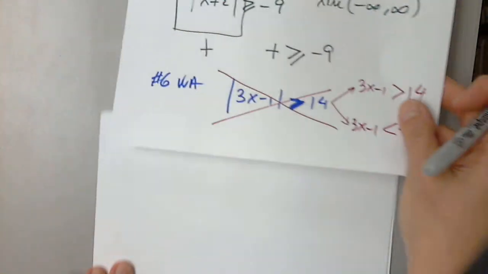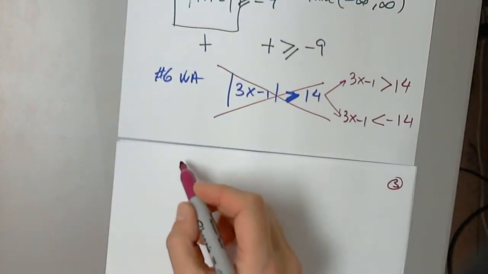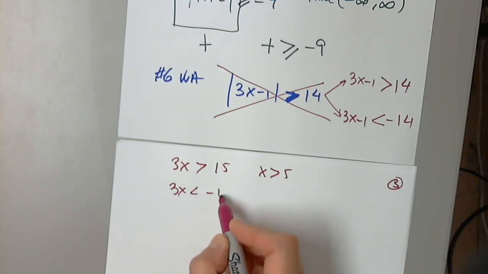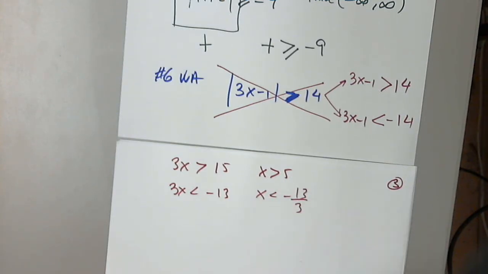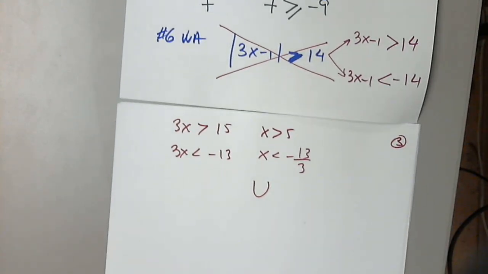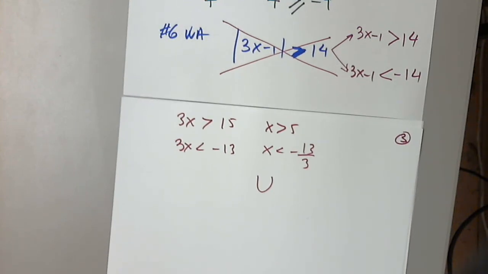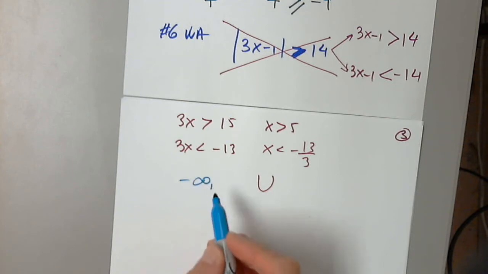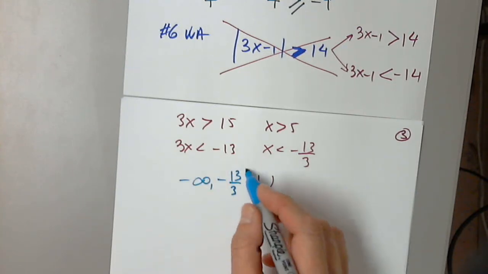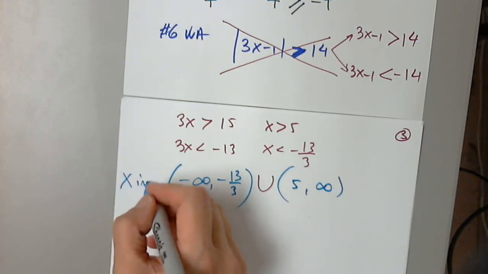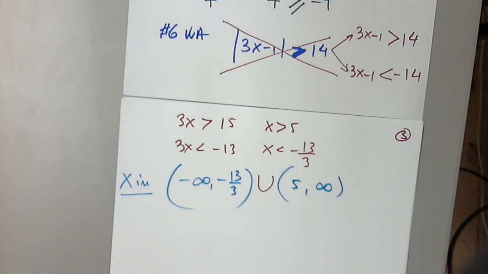So 3x greater than 15 means x greater than 5, and 3x less than negative 13 means x less than negative 13 thirds. And the solution has to have the union. I'm ready for the solution. What is it? Negative infinity to negative 13 thirds is to the left. Union, 5 to infinity. Very good. I like to write this. It's okay. It's not mandatory.